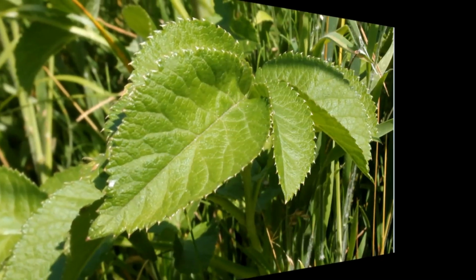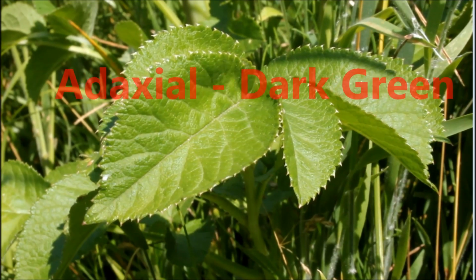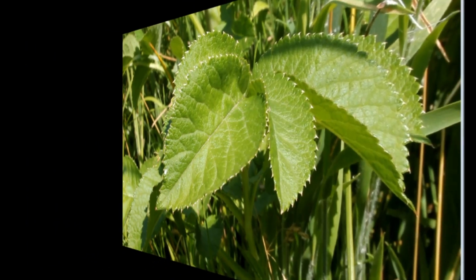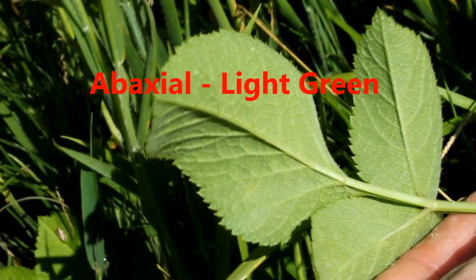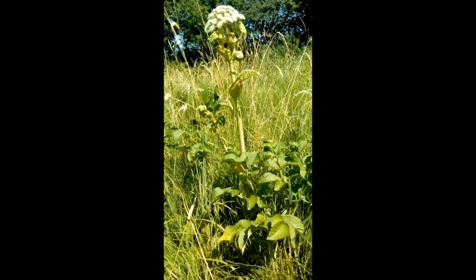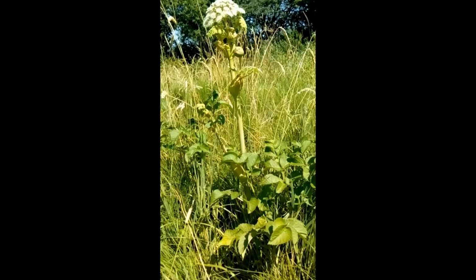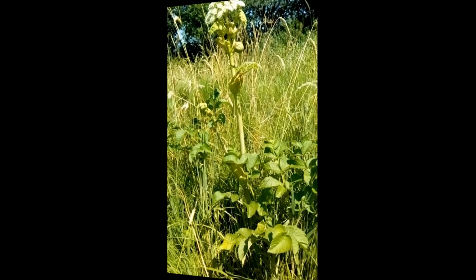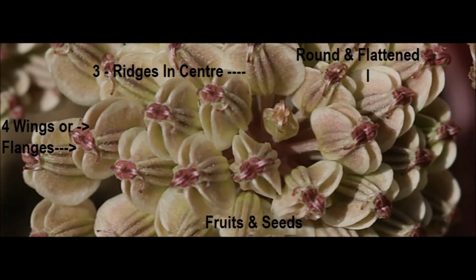The upper surface or adaxial surface of the leaf is dark green and contains finely teethed margins. The lower or abaxial surface is light green with distinct venation. Turning our attention to the fruit and seeds, the fruits of Angelica are about 5 mm long and contain 4 distinct wings or flanges with a row of 3 grooves running down the centre, and the fruit is important in distinguishing it from other umbellifers.